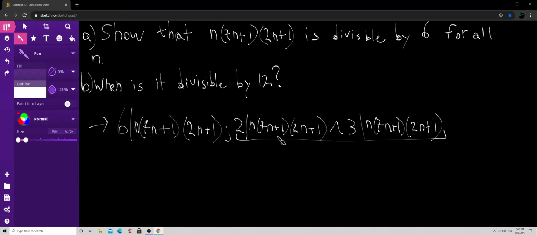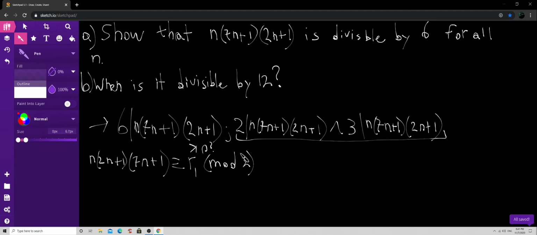Let's do that. The way we're going to do that is we're going to express the expression in the given modulus. We want to show that our expression here is congruent to 0 mod 2. In other words, it's divisible by 2, or it's always even. So our expression n times (2n plus 1) times (7n plus 1) is congruent to some residue R1, which we want to show is 0, mod 2. That's what we have to show first.